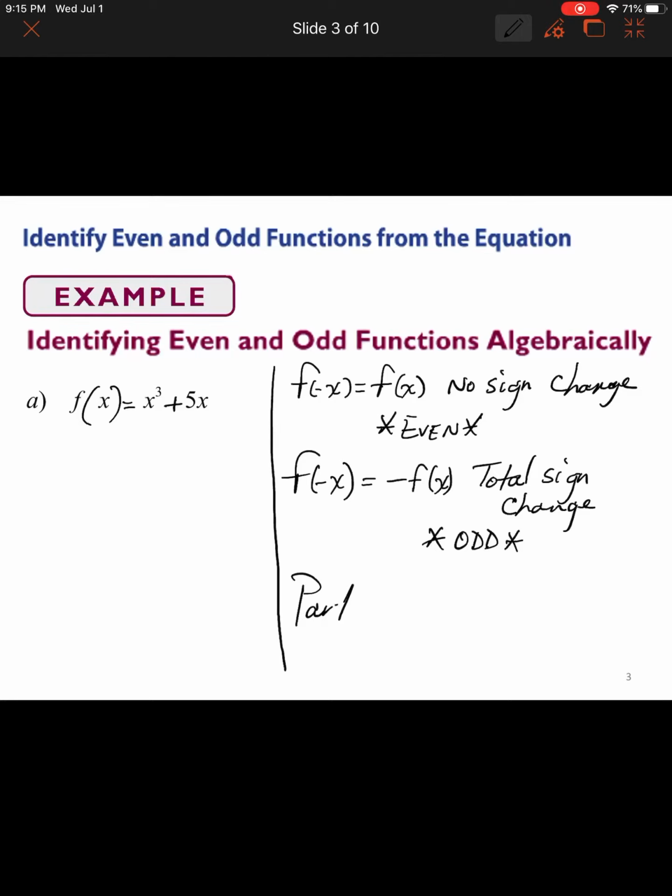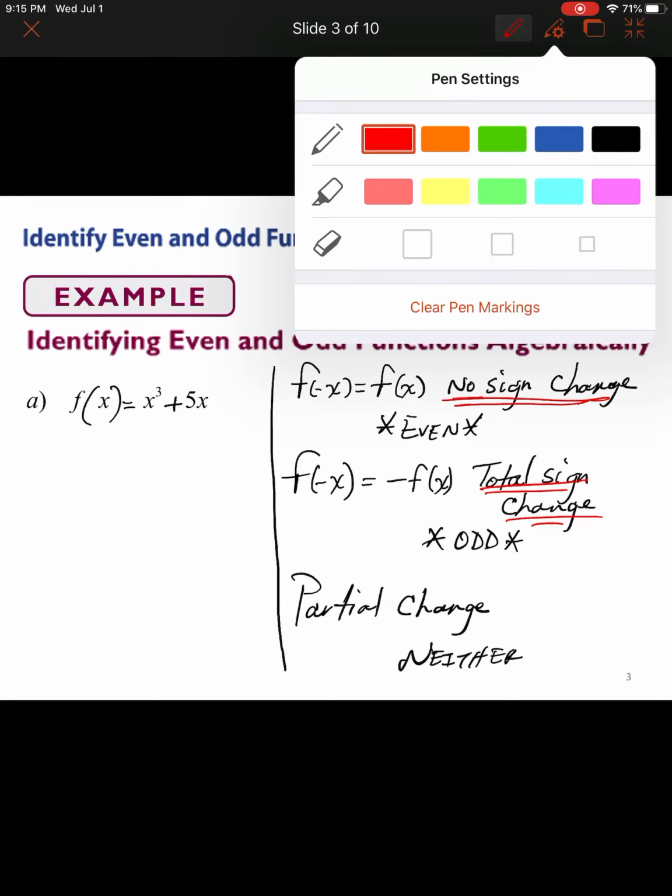But if there's a partial change, hey, nobody wants no partial. Either you're all in or you don't change at all. Partial change, neither. And I should say partial sign change. All right, so no sign change or total sign change. But you have to test that negative x on your function.